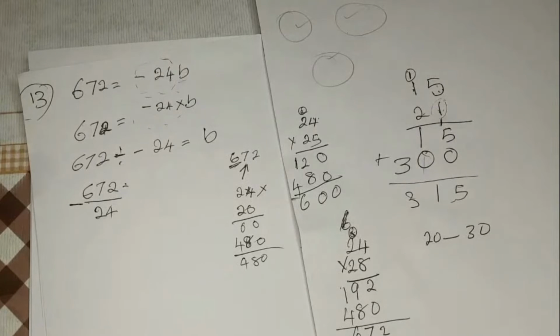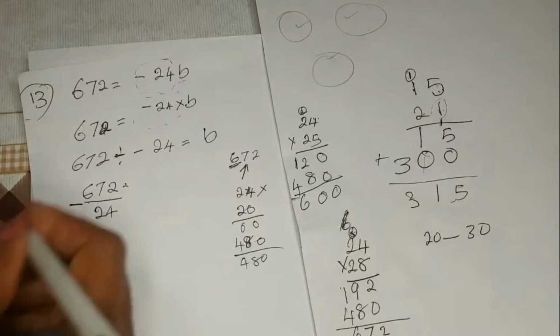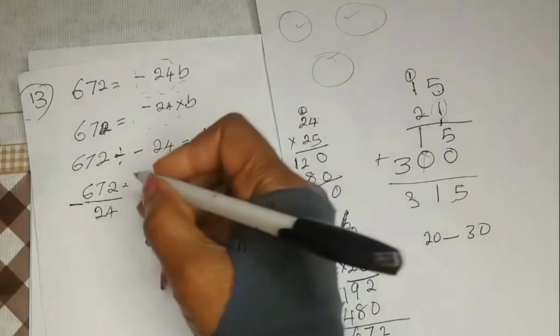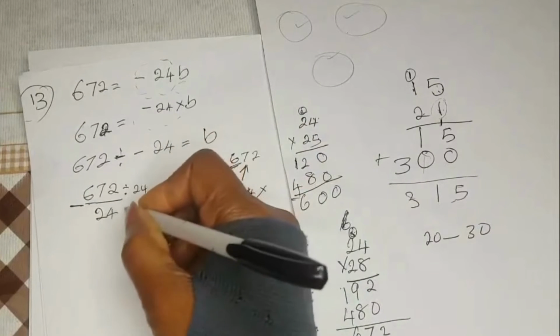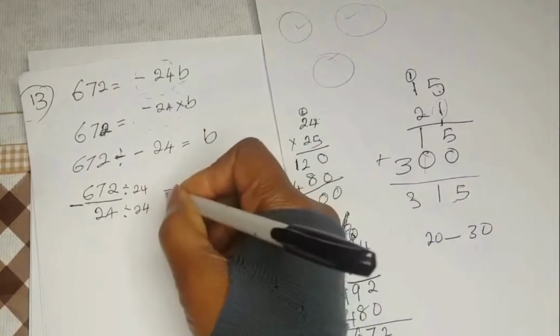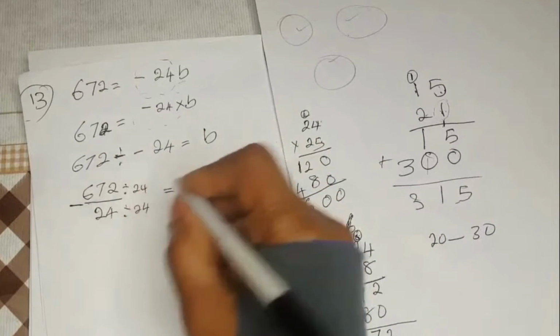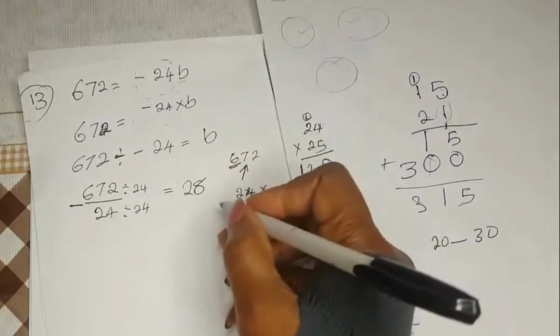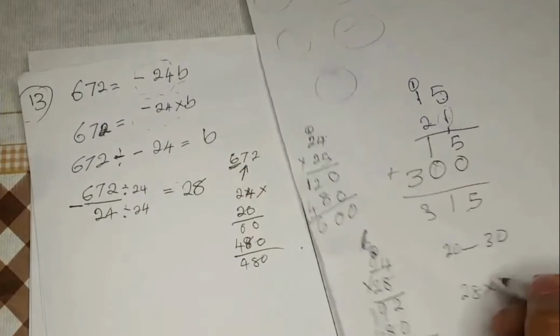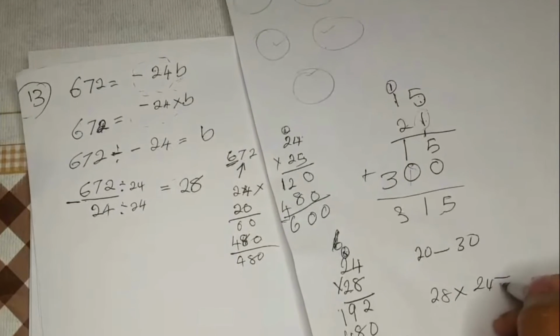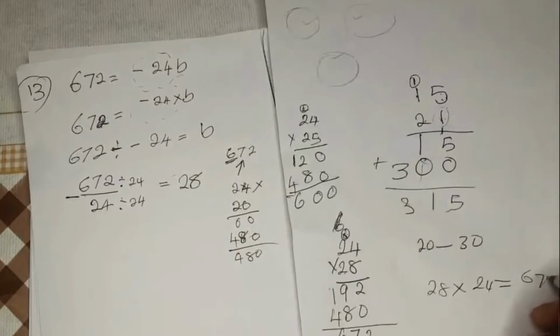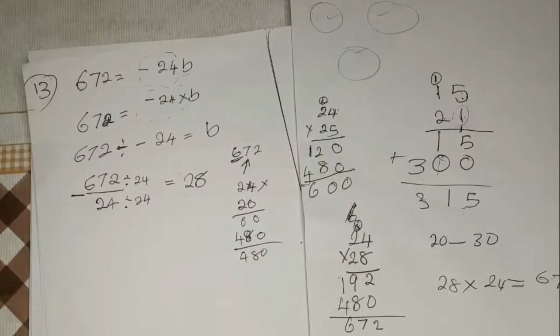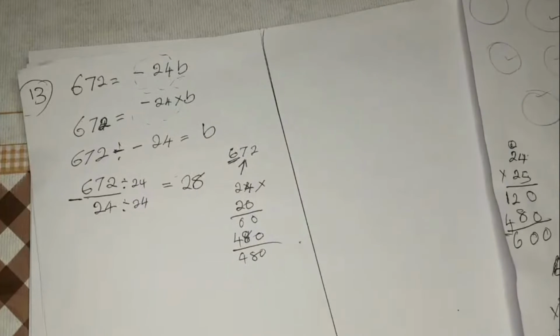Okay, so 672 divided by 24 is going to give us 28, because 28 times 24 is going to give us 672. That's how we got the answer. I like using multiplication when I'm solving division because it makes it a little bit different and a little bit easy. If you got confused anywhere, please do let me know.